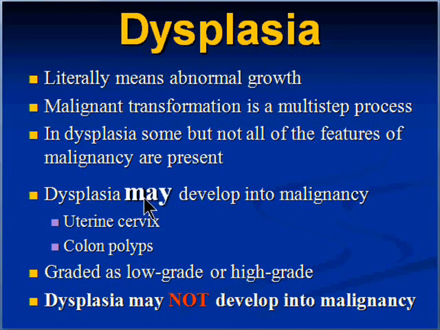Dysplasia may develop into malignancy. It often does, but it may not develop into malignancy. And that's anywhere in the body. And of course, the uterine cervix and cervical polyps are the most widely studied because that's what we see the most in surgical pathology. And just like we talked about malignant features as being well, moderate, or poor, you can also talk about dysplasia or the pre-malignant process as being low grade or high grade.